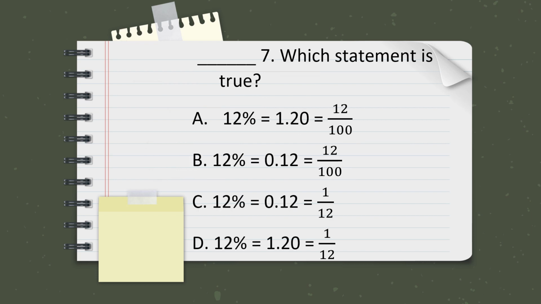Number 7. Which statement is true? A. 12% is equal to 1.20 is equal to 12 over 100. B. 12% is equal to 0.12 is equal to 12 over 100. C. 12% is equal to 0.12 is equal to 1 over 12. D. 12% is equal to 1.20 is equal to 1 over 12.